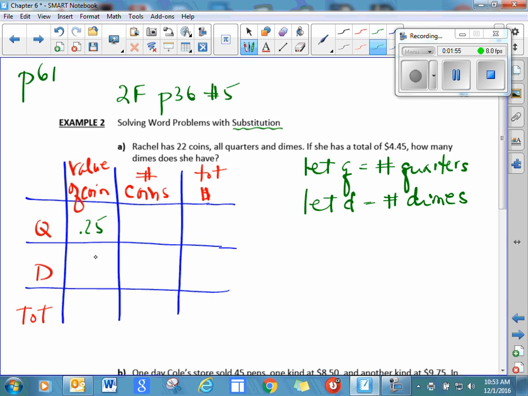So if we go over to fill out the chart, the number of coins that are quarters are Q, and their total value is 0.25 Q. Similarly, dimes look like this. And then we add up what we have. We have 22. Our total is 22. And our total is going to equal $4.45.